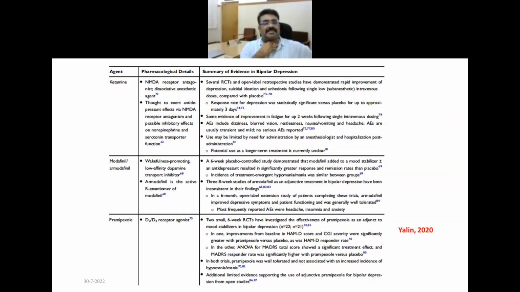Ketamine, you have the NMDA receptor antagonist, which of course we all know is a dissociative anesthetic agent. It is believed to exert its antidepressant effects via the NMDA receptor antagonism and possibly inhibitory effects on norepinephrine and serotonin transporter gene. Pramipexole is something that is a D2, D3 receptor antagonist, which seems to have an antidepressant activity, particularly in patients with bipolar depression. And I think two small RCTs have actually evaluated it and found that significant improvement from baseline HAM-D score was noted, whereas in the other one it was not as significant.